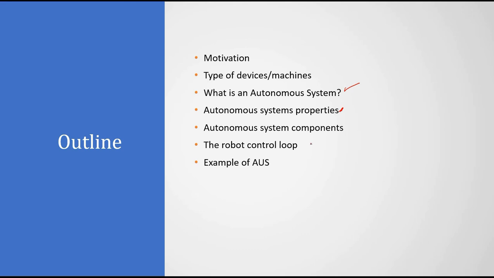And then how we control the device in general. Actually, I do want to talk about the robot. The robot is a kind of autonomous system, and when we talk about autonomous systems, what comes to our mind is the robot, because the obvious example of an autonomous system is the robot. And then we end with two examples of autonomous systems.